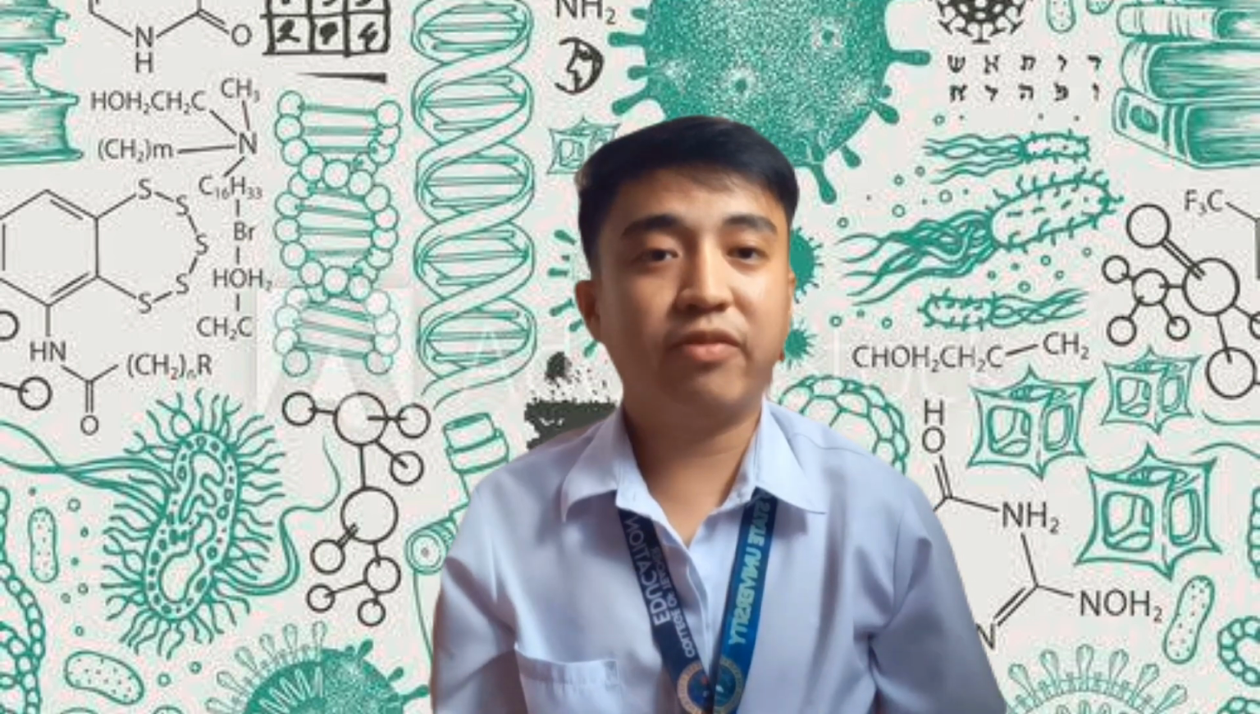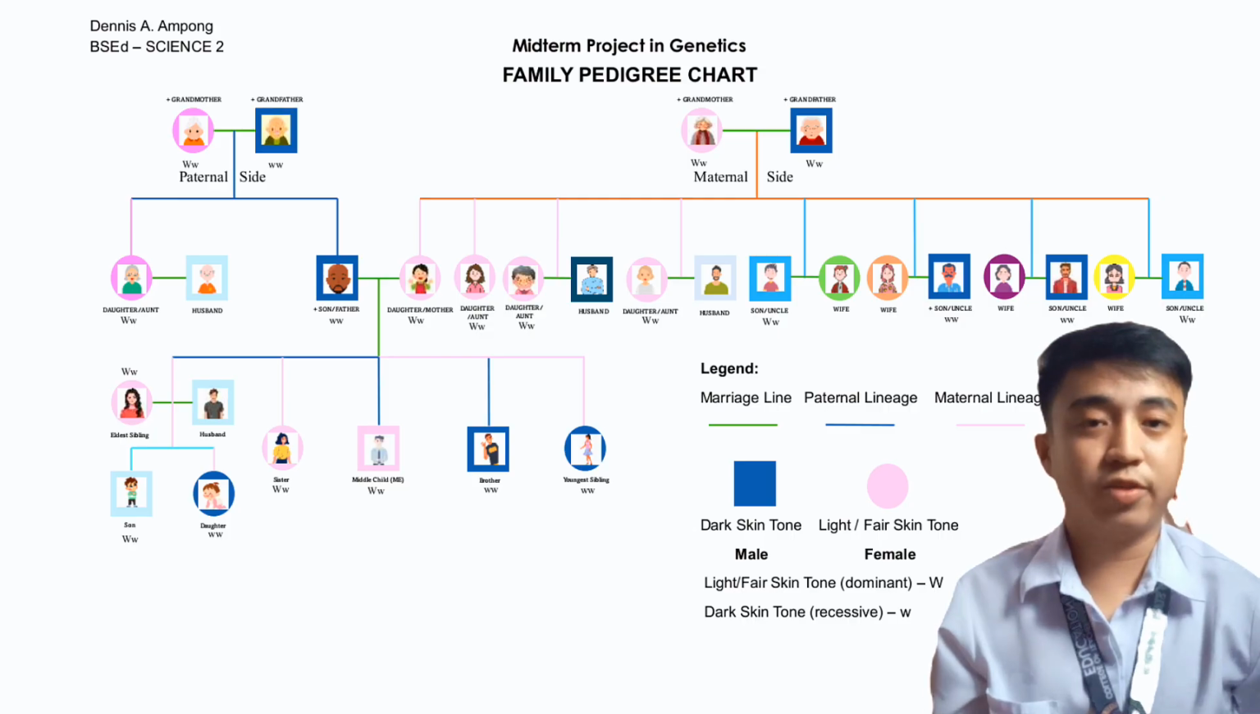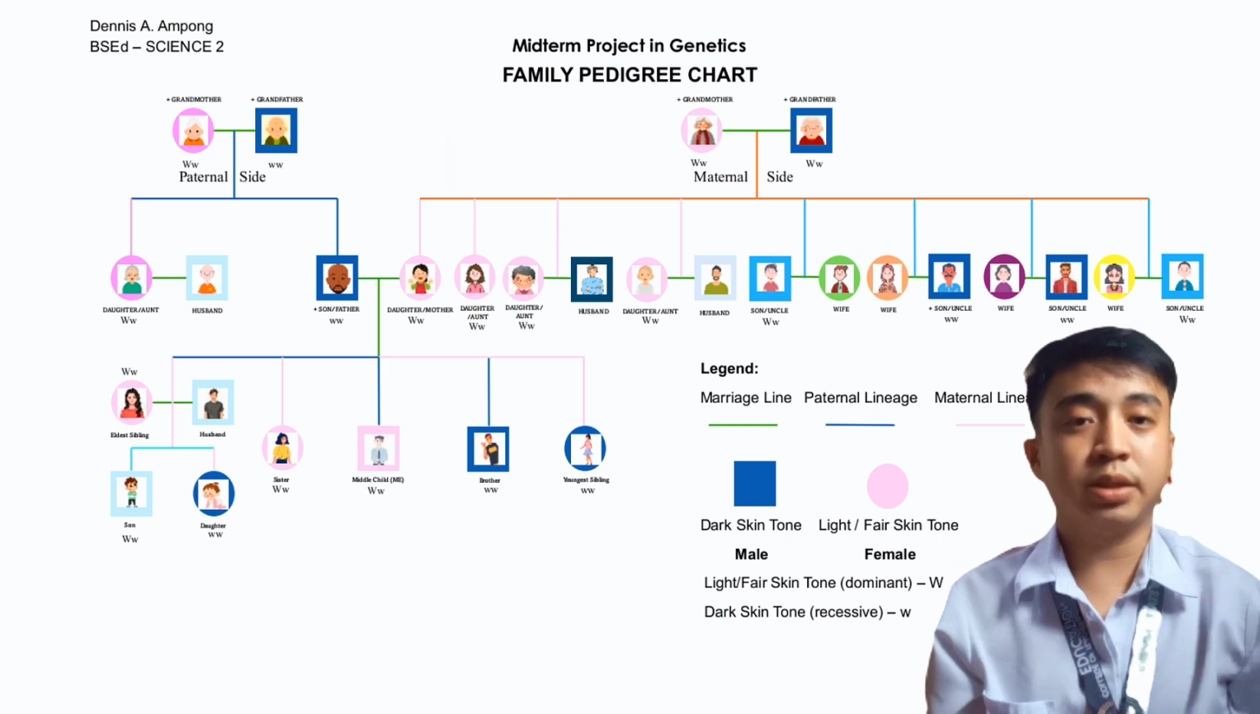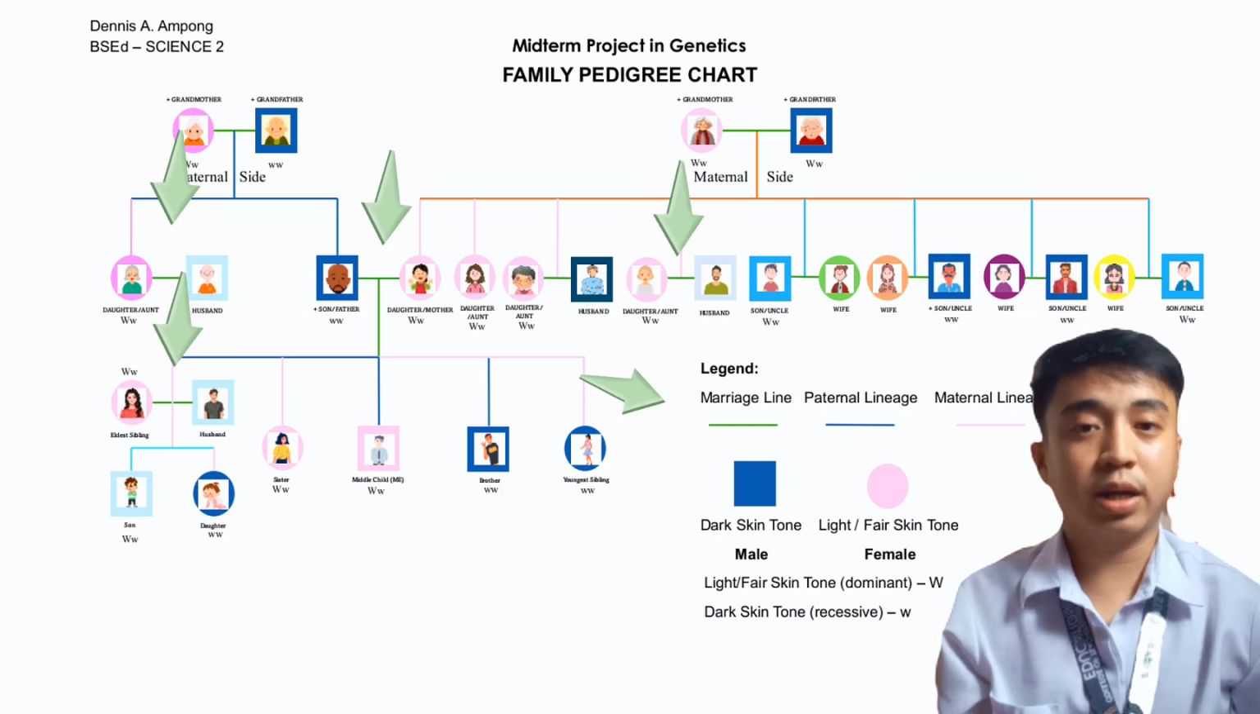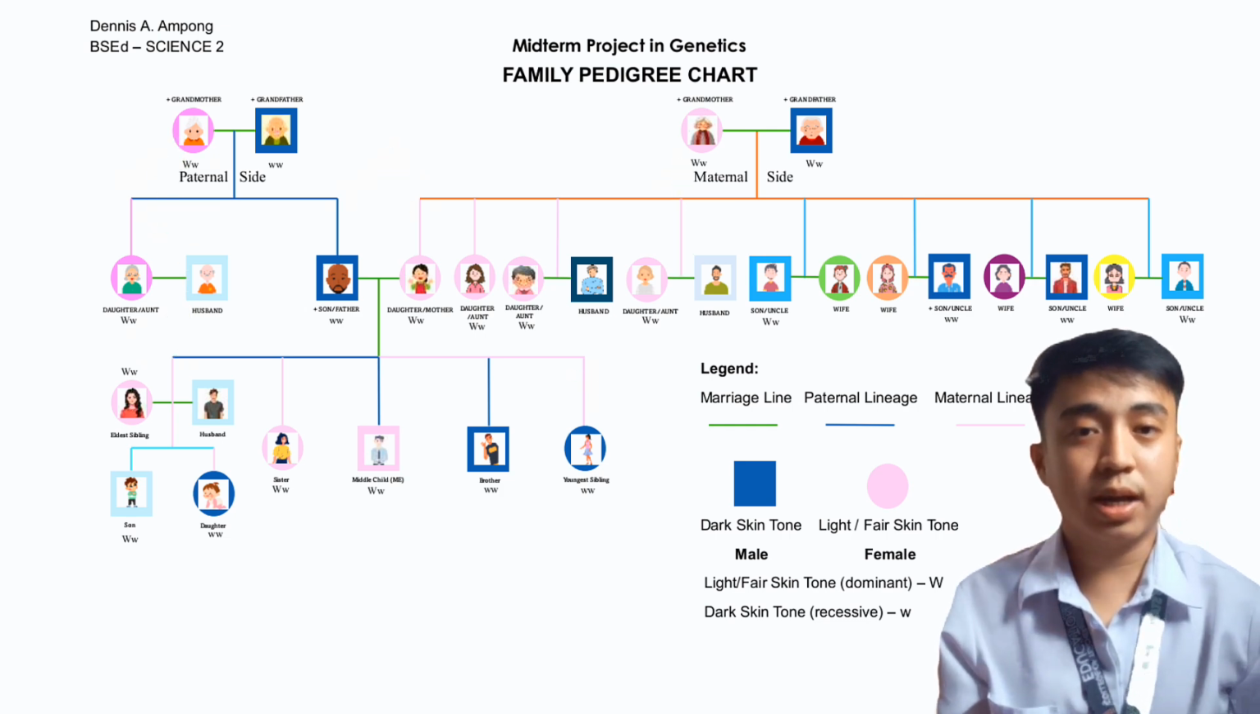So here is my family pedigree chart, which covers both my paternal and maternal sides. Let me explain how it's organized. The circles represent the females, while the squares represent the males. The marriage lines connect individuals who are partners, and the lines below them indicate their offspring.